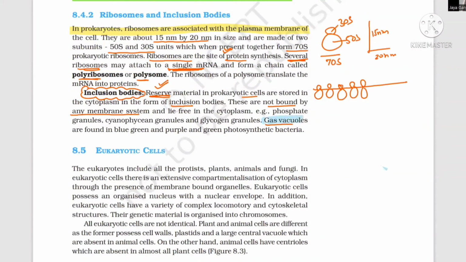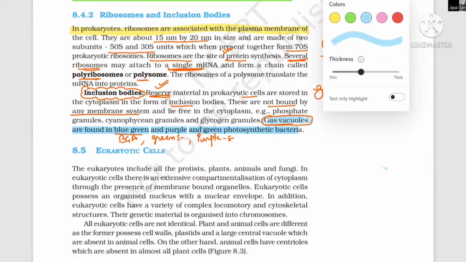First is the gas vacuole I'm discussing. Gas vacuoles are found in blue-green algae and purple and green photosynthetic bacteria. So write down here, it is found in cyanobacteria, green sulfur bacteria, and purple sulfur bacteria. We have already studied green sulfur and purple sulfur in the photosynthesis chapter. So gas vacuole is present in these three. Please remember why: cyanobacteria were first to do oxygenic photosynthesis, so they store the oxygen and as a result, they are able to come from the bottom of the ocean to the surface.